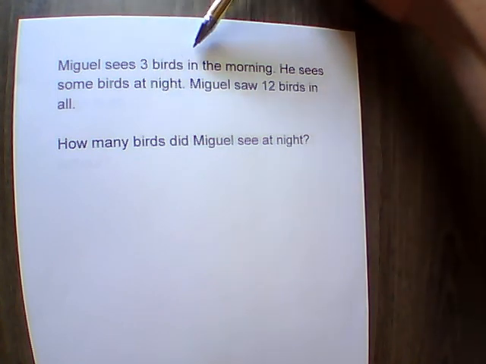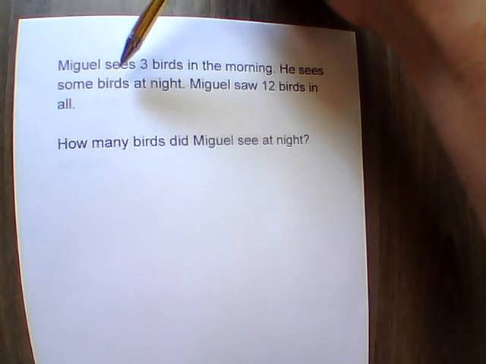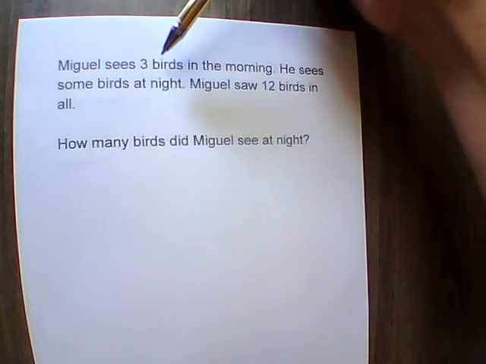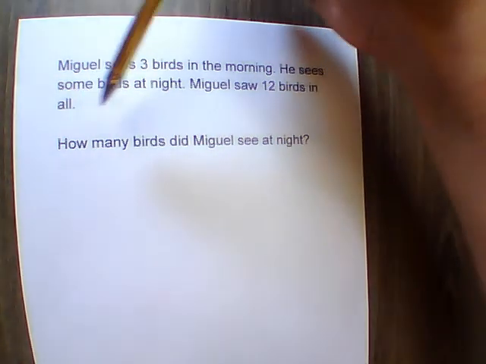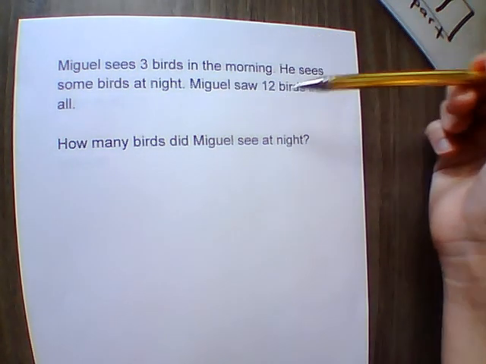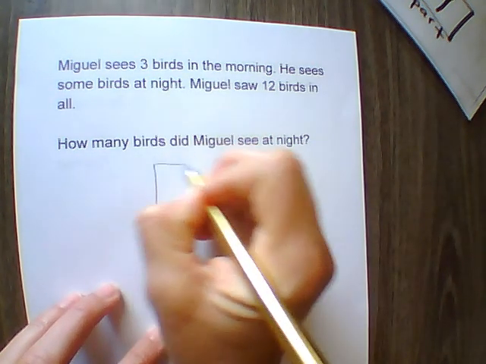So it says, Miguel sees 3 birds in the morning. He sees some birds at night. Miguel saw 12 birds in all. How many birds did Miguel see at night? So let's start setting up our whole part.